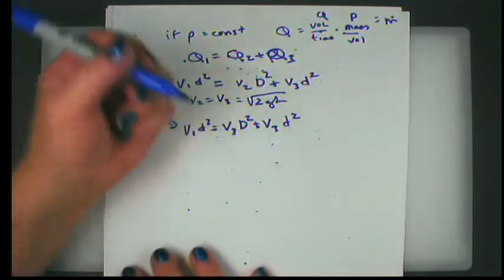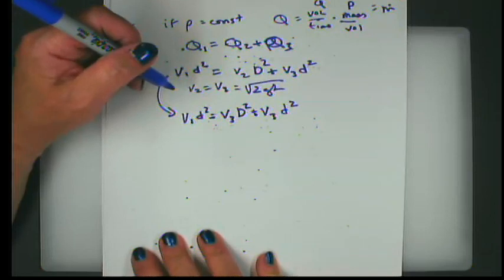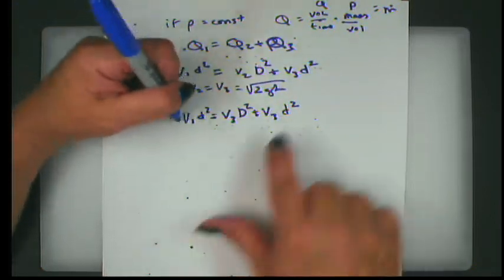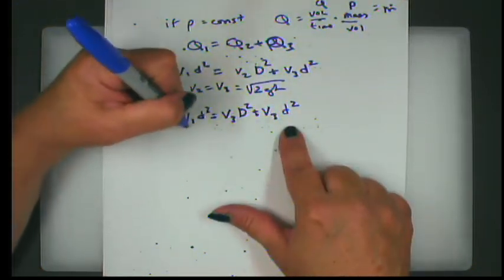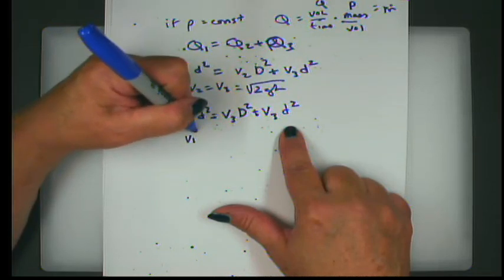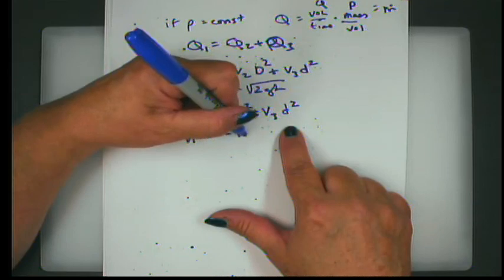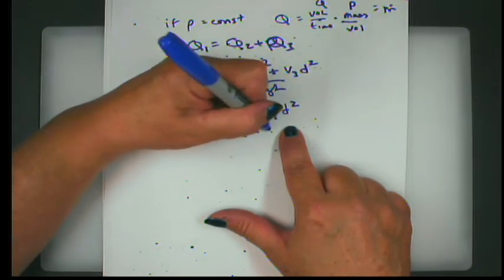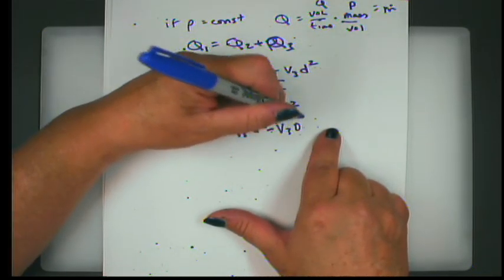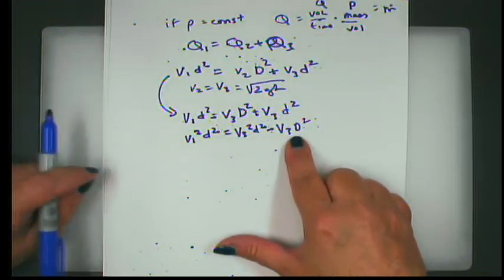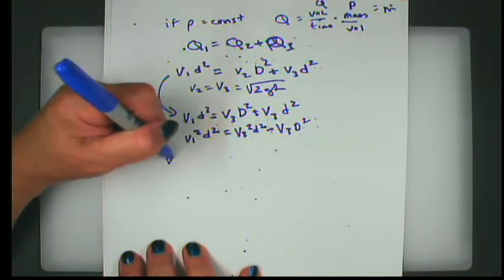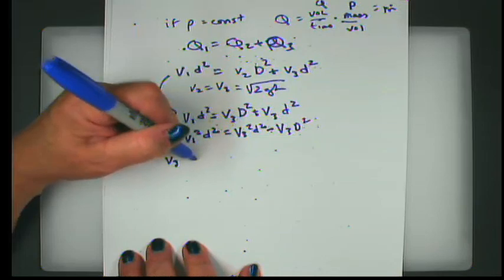Okay, so if you look at this equation, along with V1 squared d squared, this is what I got before, equals V3 squared little d squared minus V3 little d squared, or capital D squared. We can compare V3 to V1.